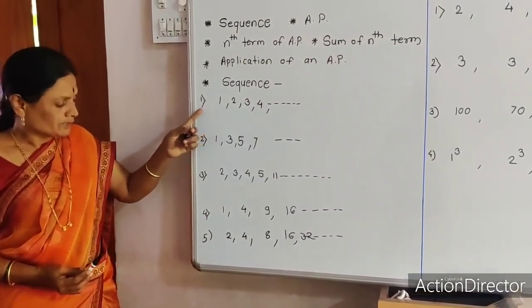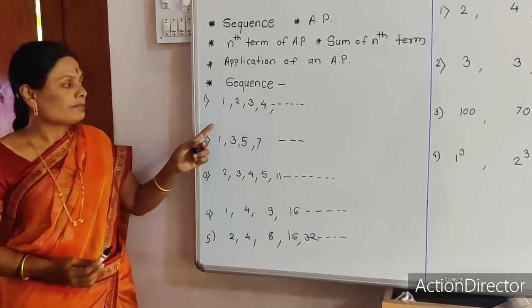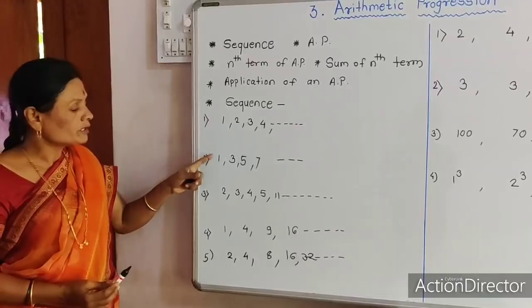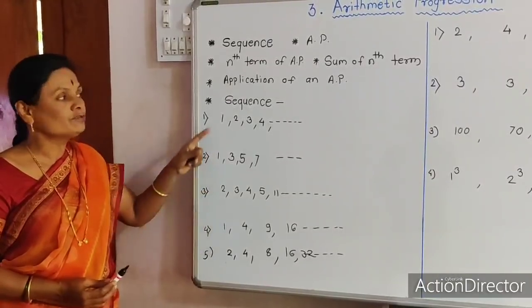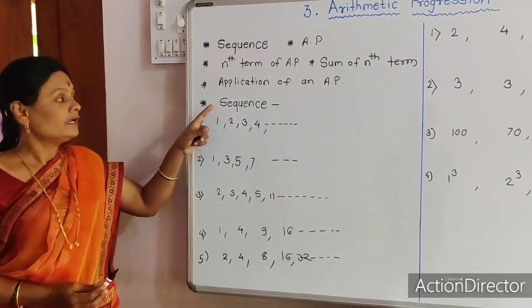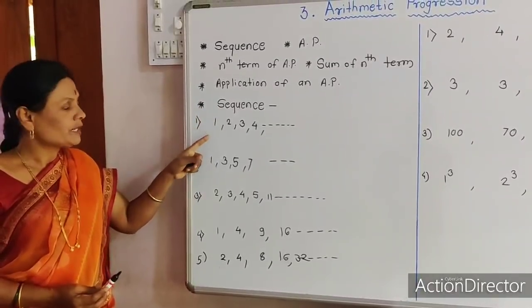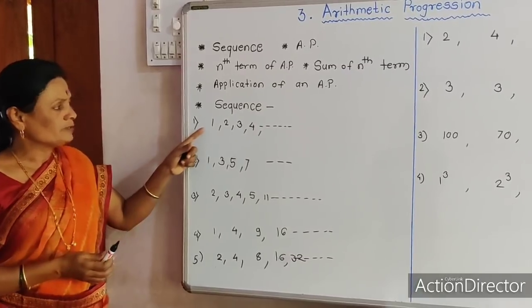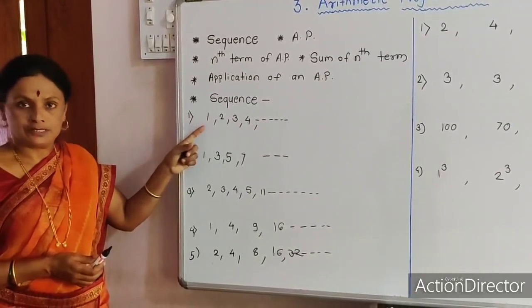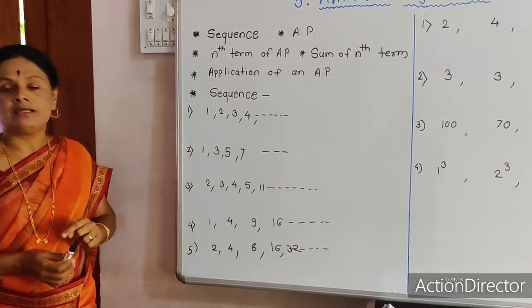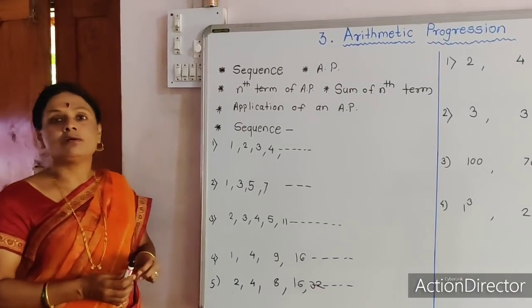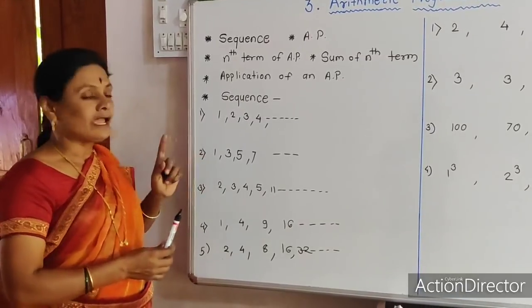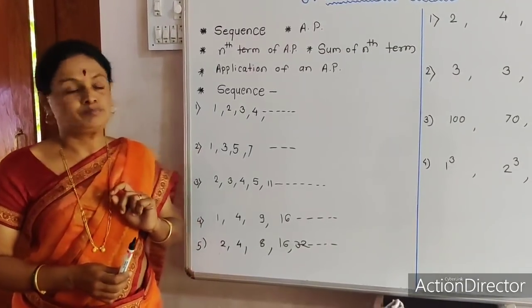In the examples, first to fifth, there are particular arrangements of numbers, and this particular arrangement of numbers is called a sequence. In a sequence, we can find the next terms also. Sequence means a particular arrangement of numbers, that is, definite numbers arranged in a definite order.